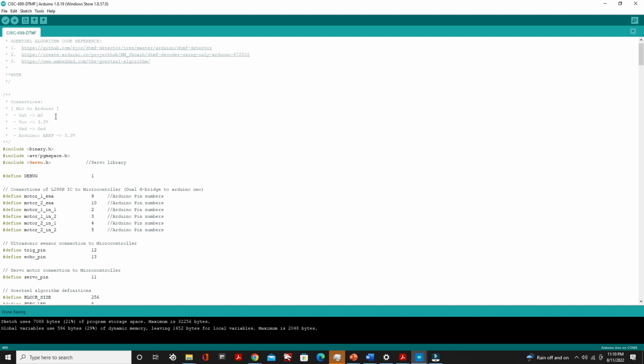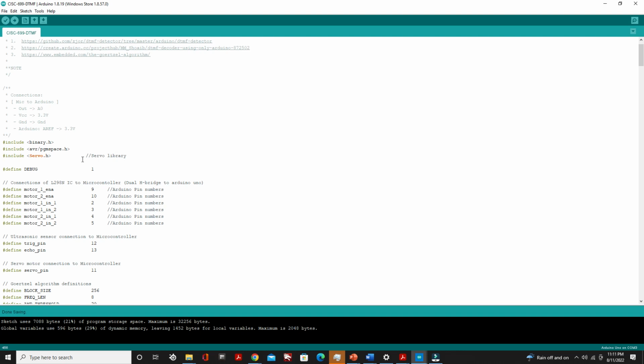Next, I would start with the connection of the mic to the Arduino. I have connected the output pin of the mic to the analog input A0 of the Arduino, VCC to 3.3 volts on the Arduino, and the ground pin of the mic to the ground pin of the Arduino. I have also connected the analog reference of the Arduino to 3.3.